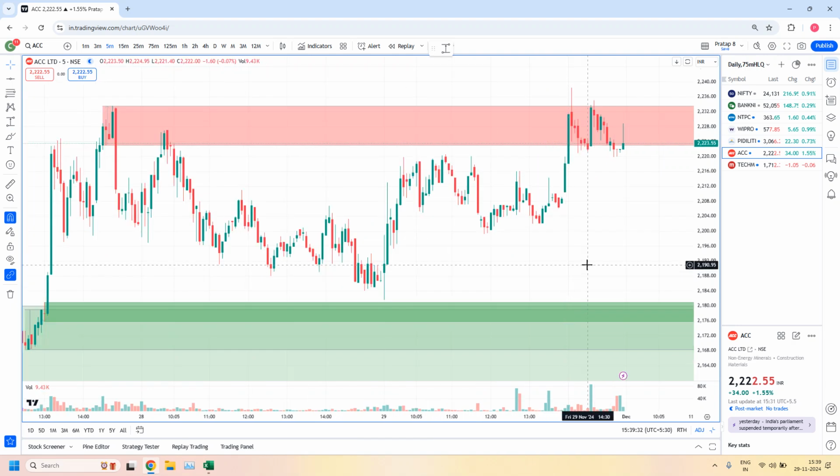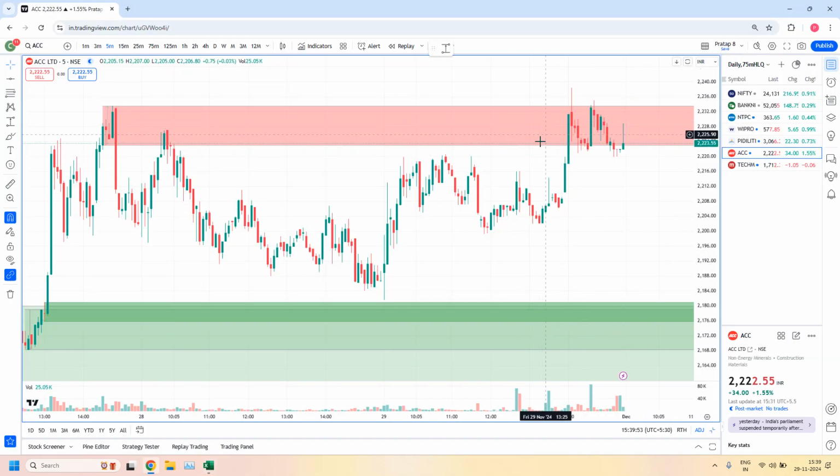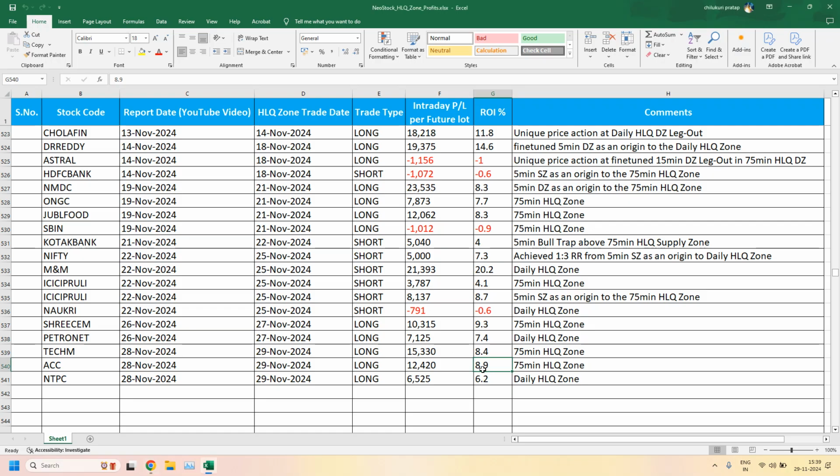Okay, but otherwise SEC has given again a very good profit. How much profit SEC has given? 12,420 rupees profit as per one future. And as per one future's margin cost, you would have got 8.9% ROI. Of course, I calculated up to the 15 minutes target zone to check the performance.